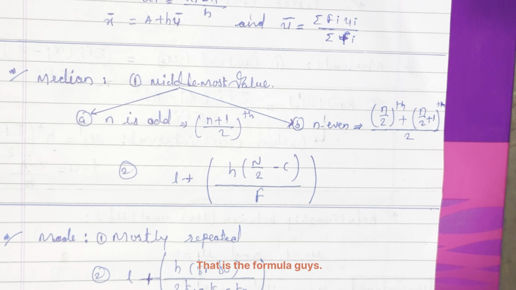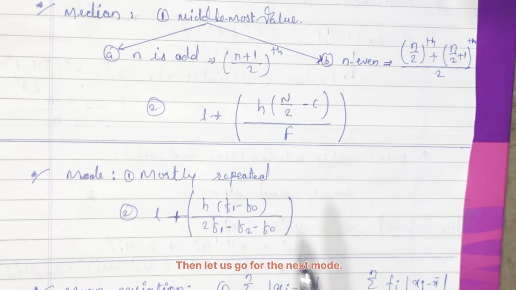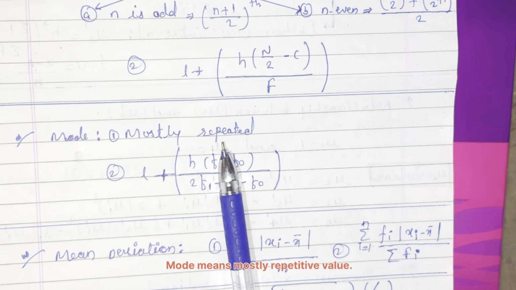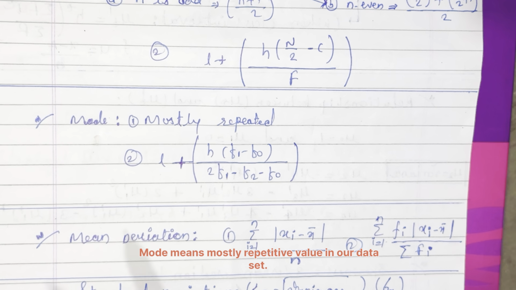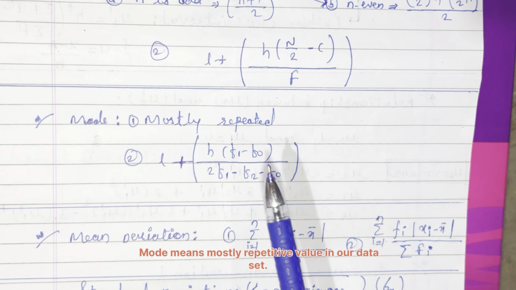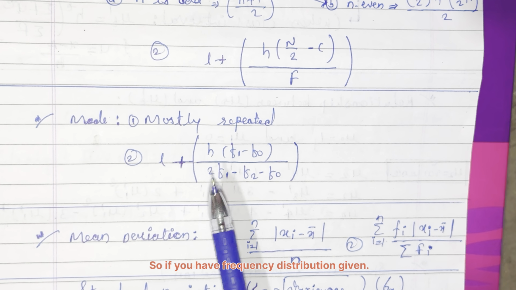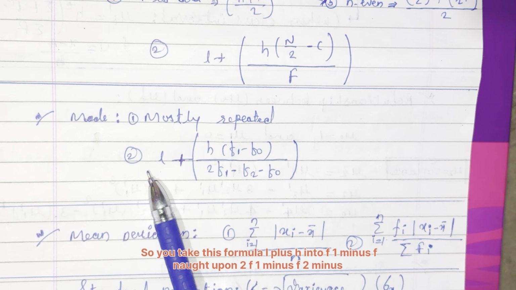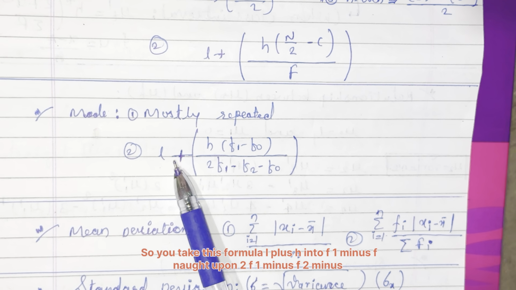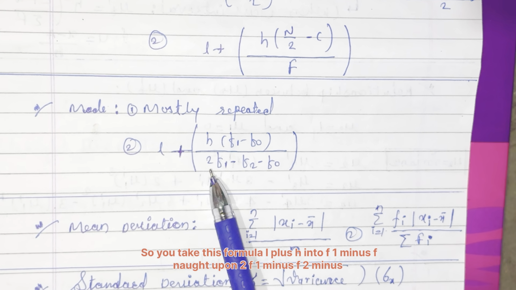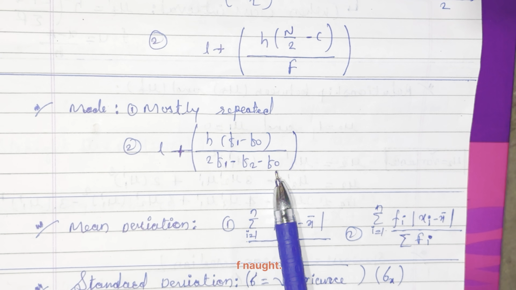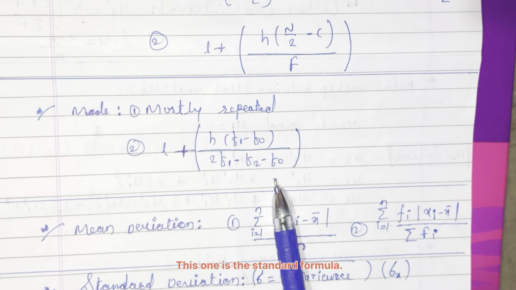This is the formula, guys. Okay, then let's go for the next: mode. Mode means the most repeated value in our data set. If you have a frequency distribution given, you take this formula: L plus h into (f1 minus f0) upon (2f1 minus f2 minus f0). This one is the standard formula.